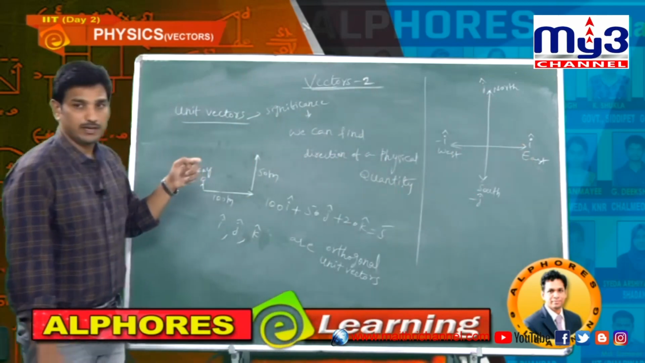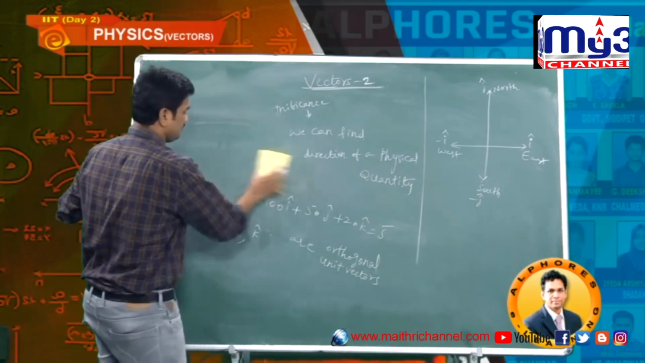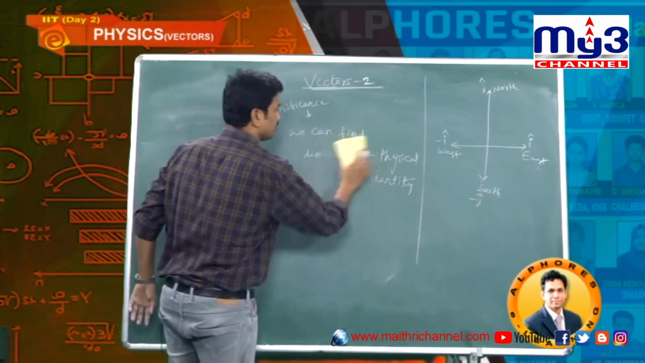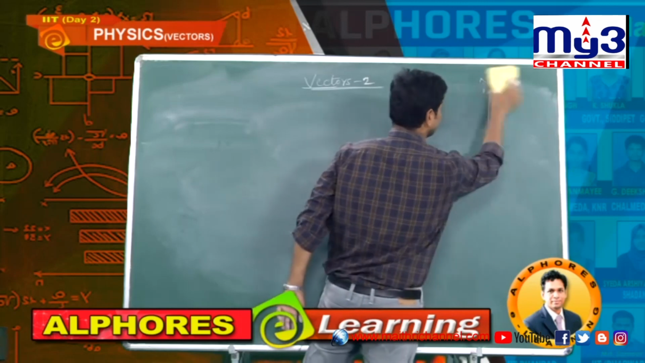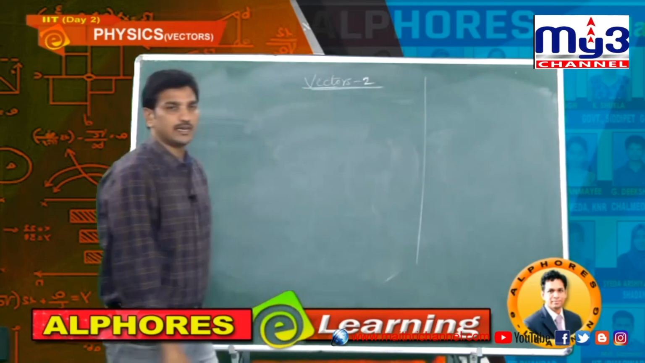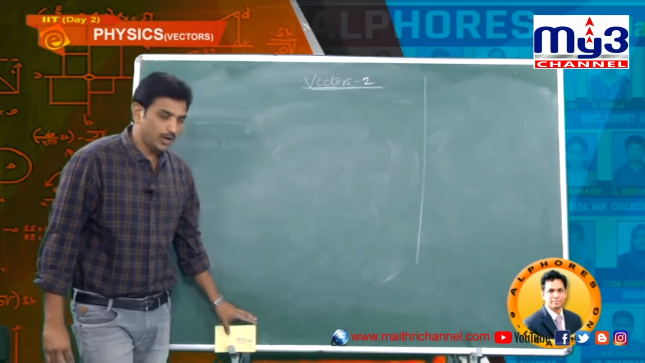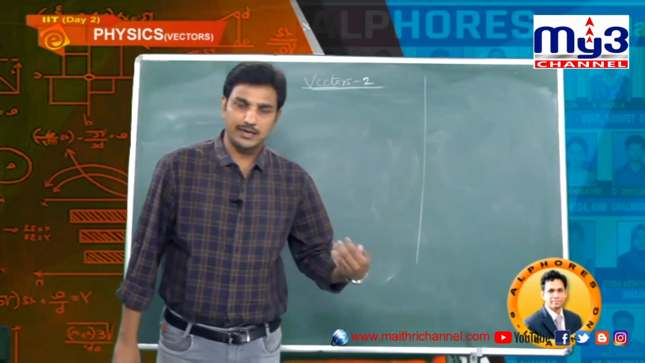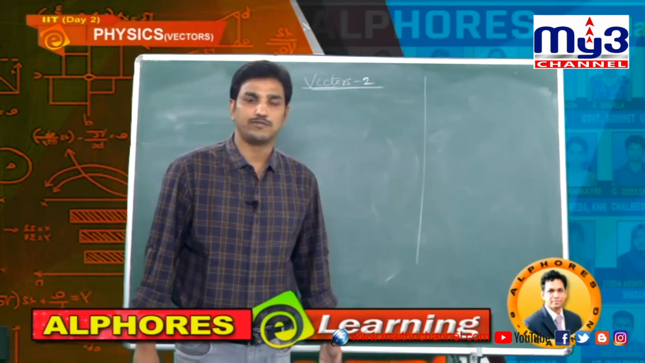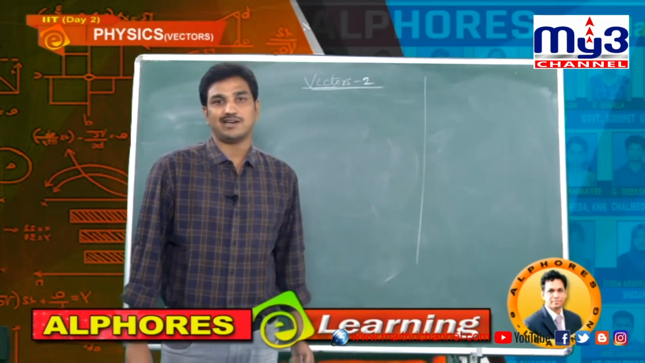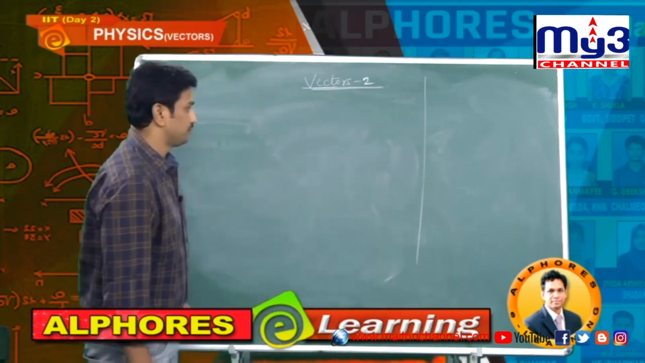These are very helpful in physics. 100% we will use these in solving numericals. I think you got the clarity about unit vectors. Once again, the conclusion for unit vectors: a unit vector gives the direction of a physical quantity. When you know the magnitude of the vector and don't know the direction, you have to multiply by a unit vector. By multiplying the unit vector, we get direction without changing the magnitude of that physical quantity.